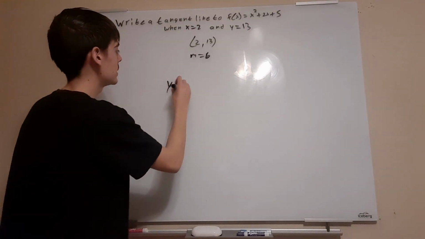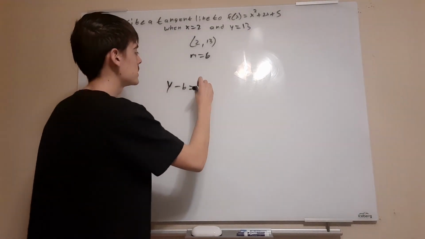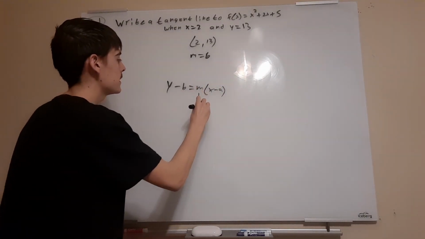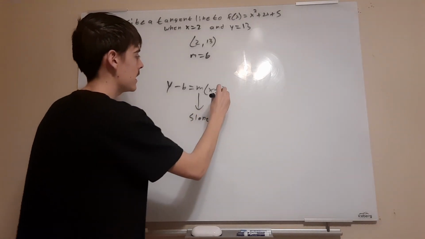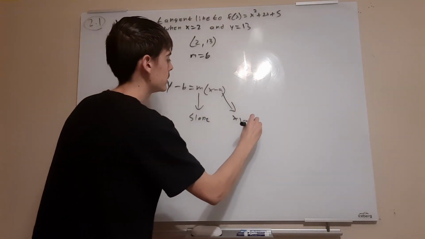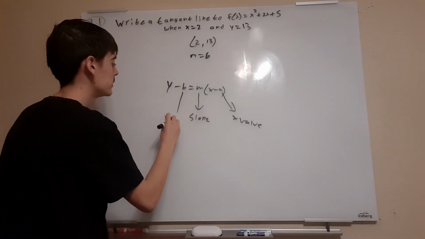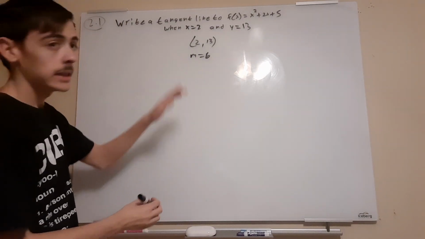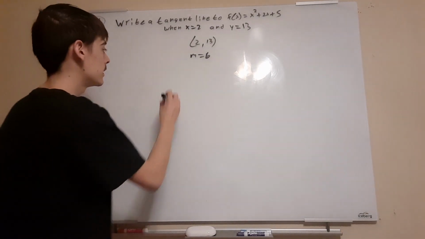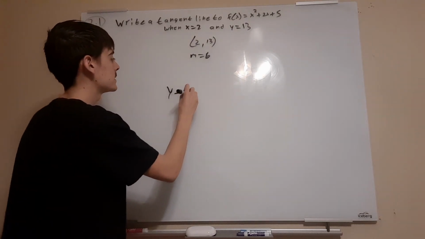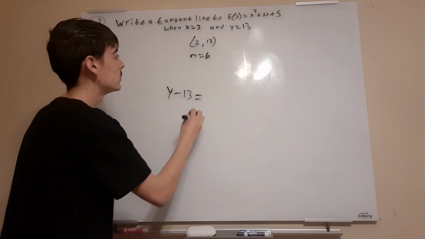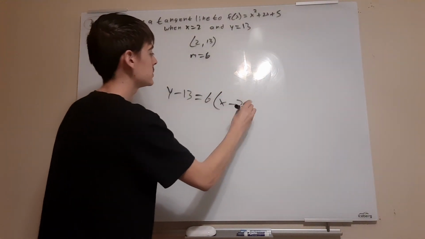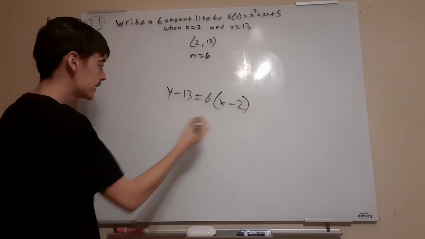And the form we write a tangent line is y minus b equals m times x minus a. And this is going to be where m is our slope, a is our x value, and b is our y value. Like this. So if we were to actually write a tangent line in that format with our given information, it will be y minus 13, because y minus b, equals 6, because our slope is 6, multiplied by x minus 2, because our x point is 2. And that is our tangent line.